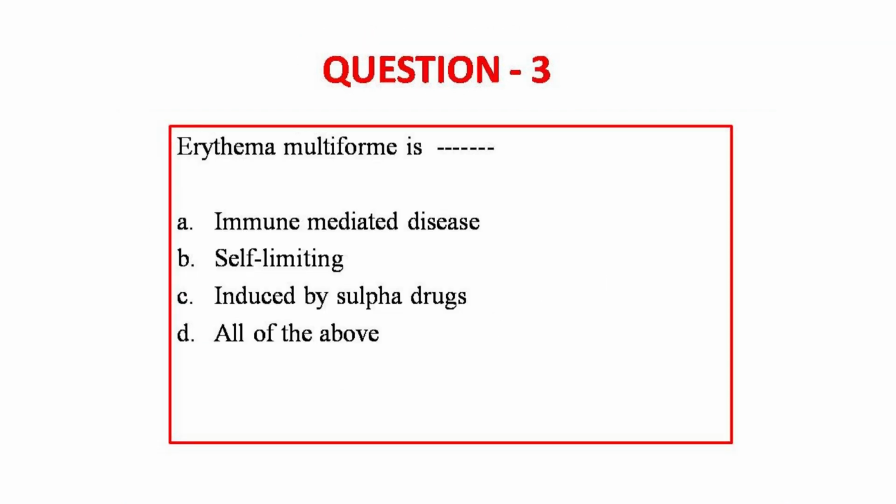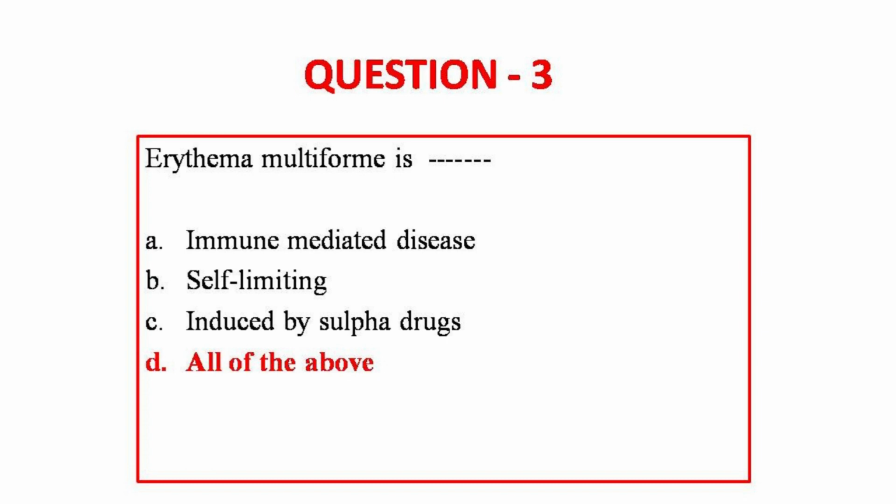So moving on to question number 3. Erythema multiforme is, they've given us 4 options: immune mediated disease, self-limiting, induced by sulfa drugs, and all of the above. The answer is all of the above.